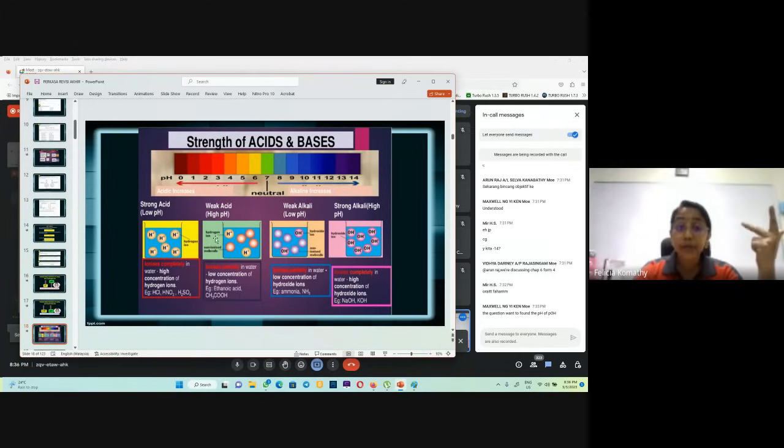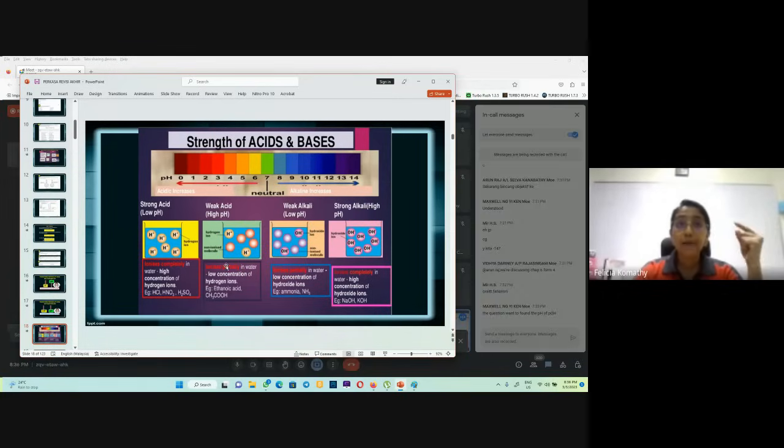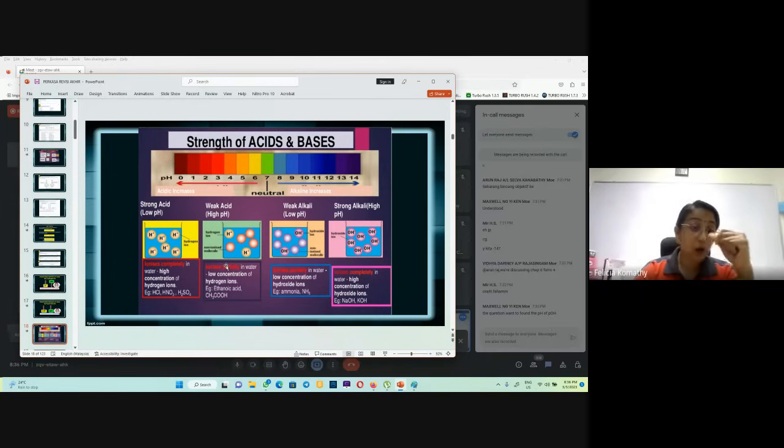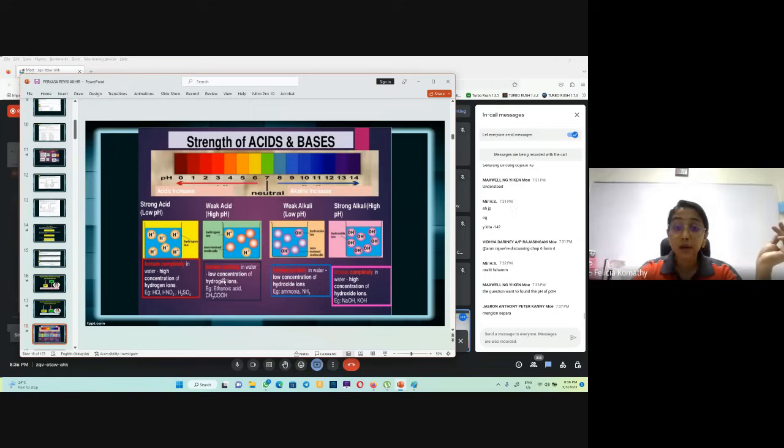For weak acid, what's the meaning of weak acid? It ionizes partially, or the degree of ionization in water is low. When the degree of ionization in water is low, or it ionizes partially, the concentration of hydrogen ion must be low. Example, ethanoic acid. It seems you have already finished carbon compounds. You should know all carboxylic acids are weak acids.